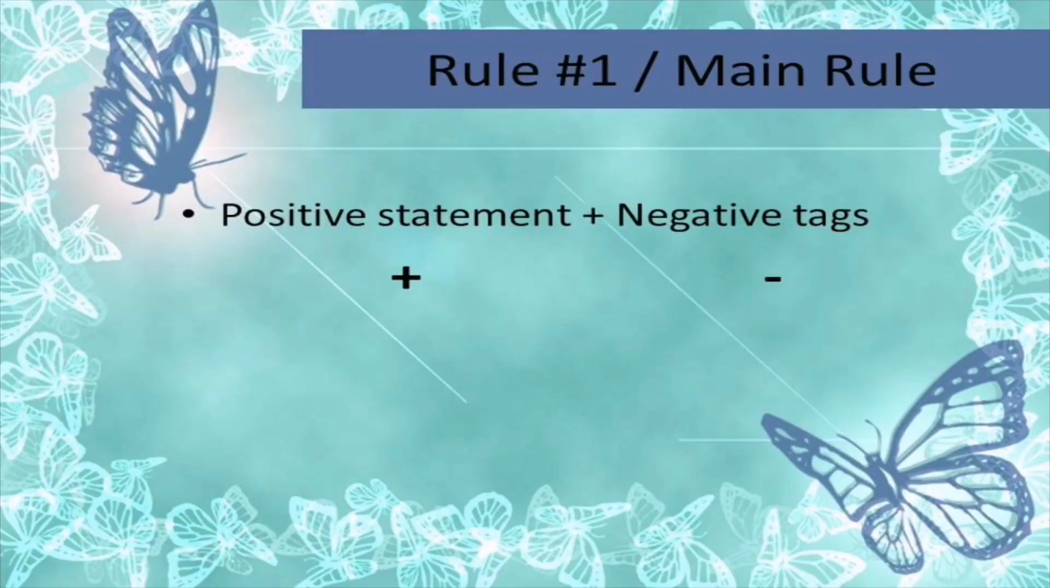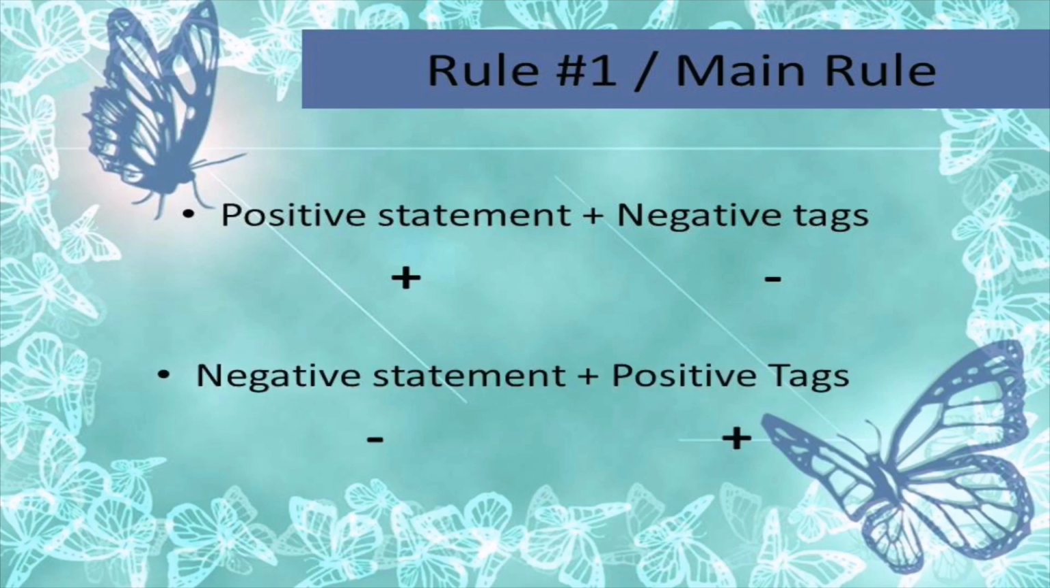Rule number 1. A positive statement must be followed by a negative tag. So look at the symbol here. Positive, negative. That's always like that. So when you have a negative statement, it must be followed with a positive tag. Negative, positive. You need to remember that. Positive, negative, negative, positive. Alright? Good.